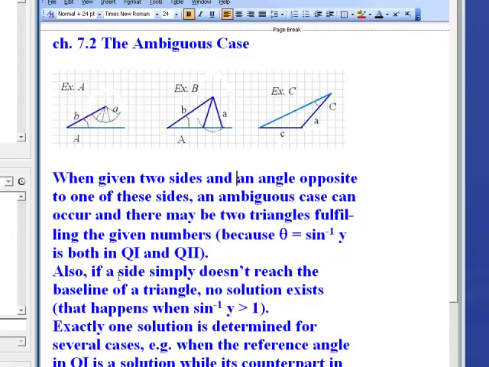Also, if a side simply doesn't reach the baseline of a triangle, no solution exists, and we will find, going through the motions in the law of sines, that all of a sudden we come up with inverse sine greater than 1, which of course is not possible. And exactly one solution is determined for several cases. For example, when the reference angle in quadrant 1 is a solution, but then its counterpart in quadrant 2 produces a triangle with the sum of the angles larger than 180 degrees.